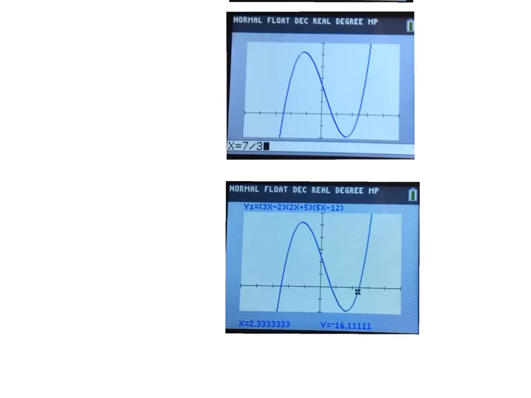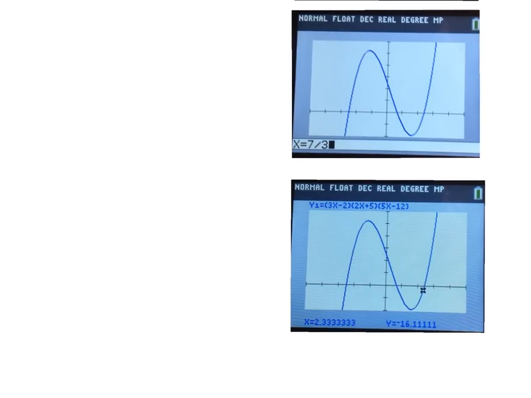First of all, it converted 7/3 into a decimal, 2.333, repeating. And then it gave me my y value, and I'm going to round that to 3 decimals, and on a test or quiz, I would report my answer as negative 16.111. The other really interesting thing that it did that's kind of fun is it took the cursor and put it right on the graph that corresponds to the point they're talking about right here. So this is where x equals 7/3 and y equals negative 16.111.